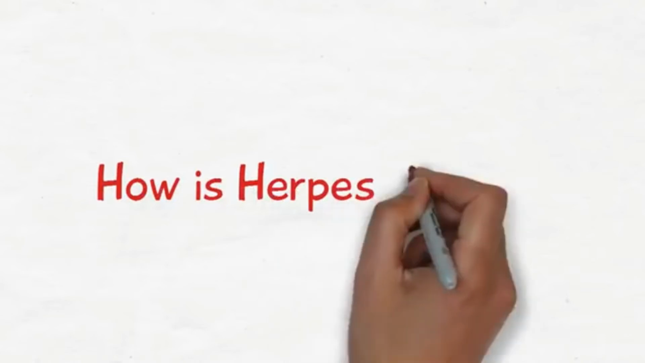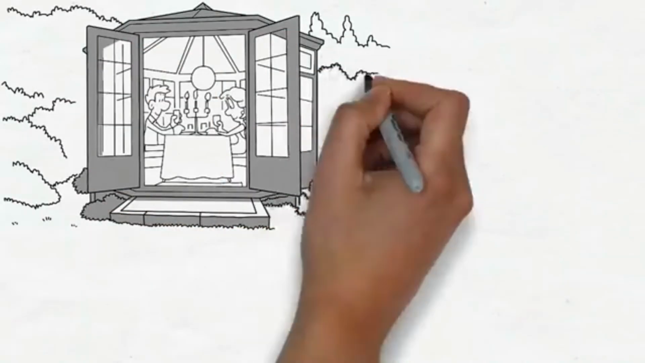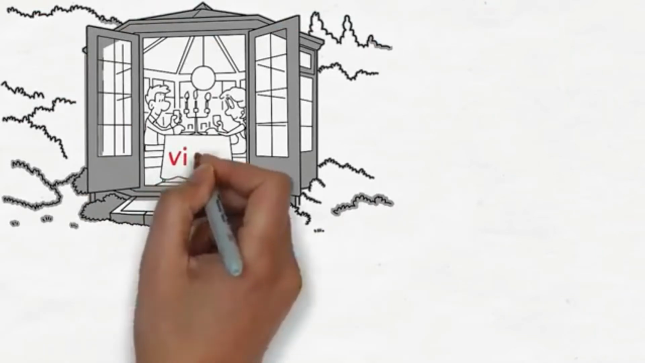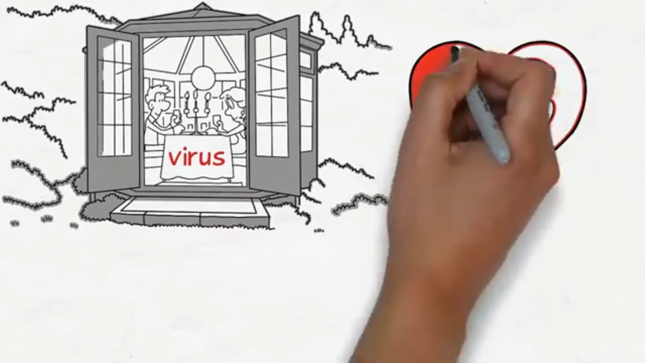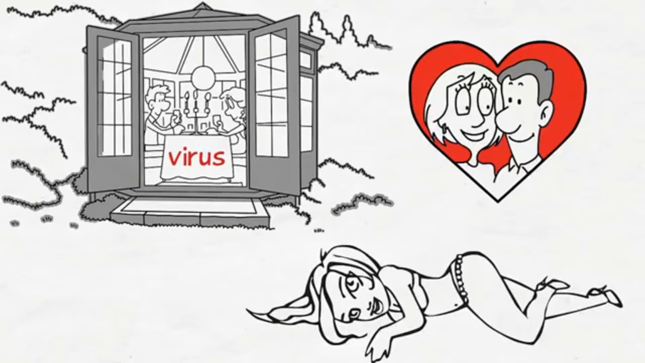How is herpes spread? Herpes is spread through unprotected contact with someone currently shedding the virus. Generally, this occurs through kissing or unprotected sex.